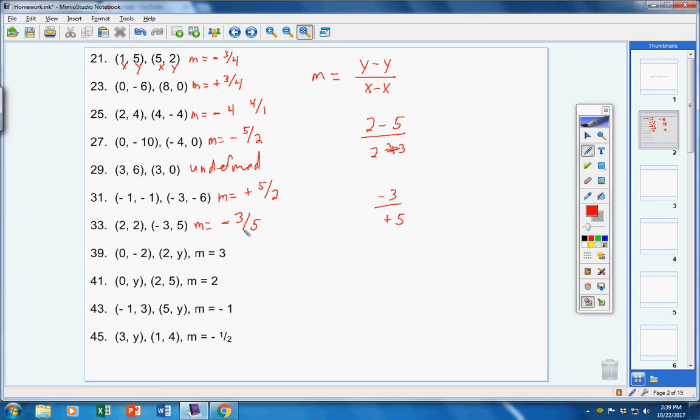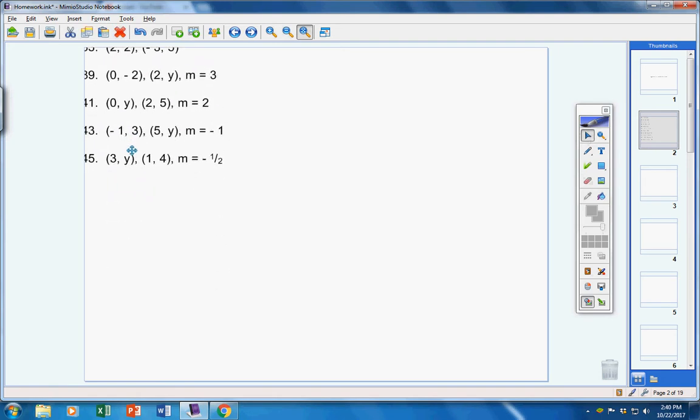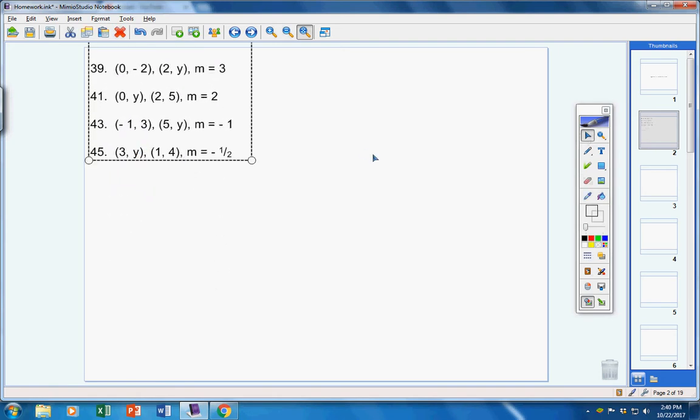Okay? So on these first 7 problems, we have found the slope of a line that passes through the 2 given points, and we did that without graphing the line at all. Alright, now on these last 4, we're going to find the values of y. Okay? So here we go.